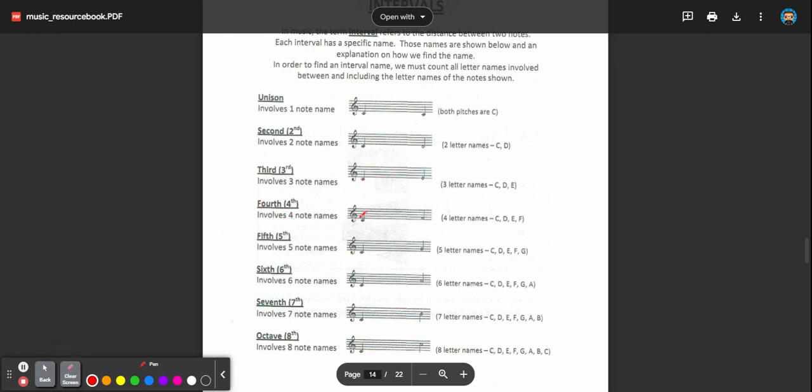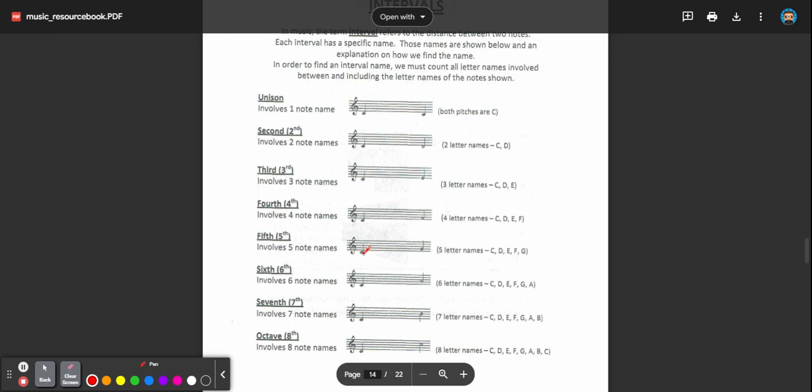Fourth involves four note names, but I think that might be confusing to absolute beginners when we're introducing intervals. So I just count. So we're going from C to F. I'm going to count here. One for C, two for D, three for E, four for F. So that's a fourth. C to F. F is a fourth away from C. And the same patterns are used for each one.